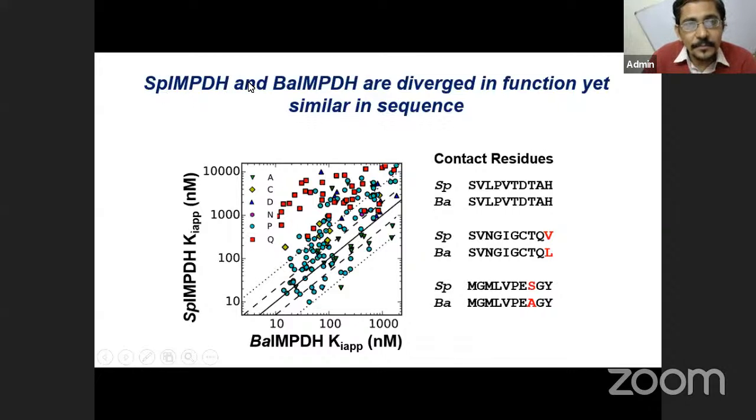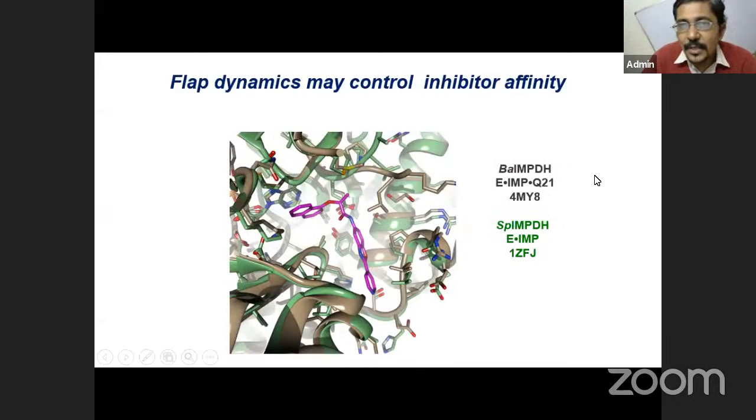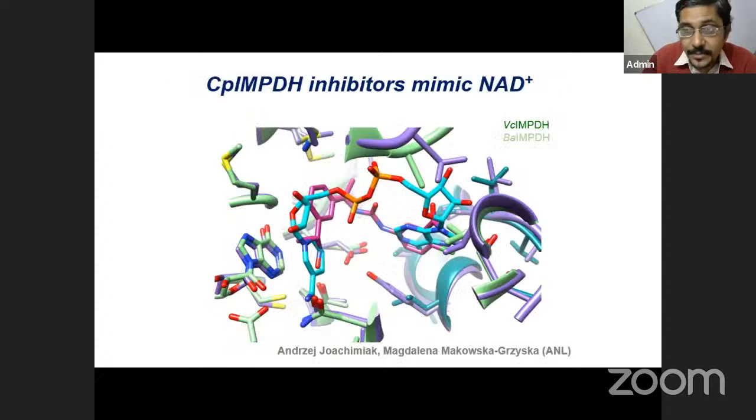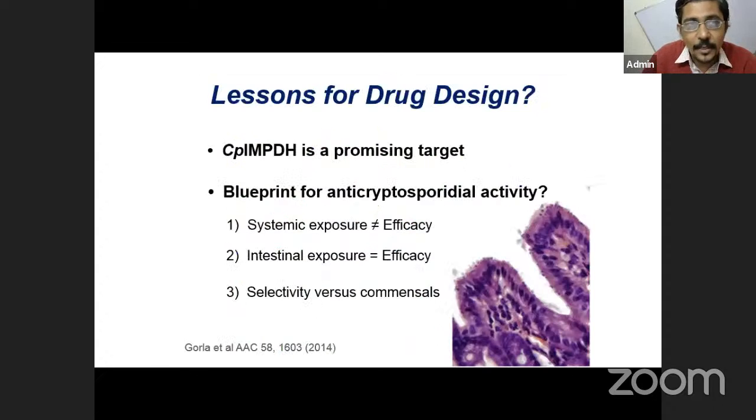Bacillus is also similar. Because of the sequence similarity, it is expected these compounds will also be active against the pathogens. So the flap plays a very important role that controls the overall inhibitory affinity. So it's a very important take-home message.